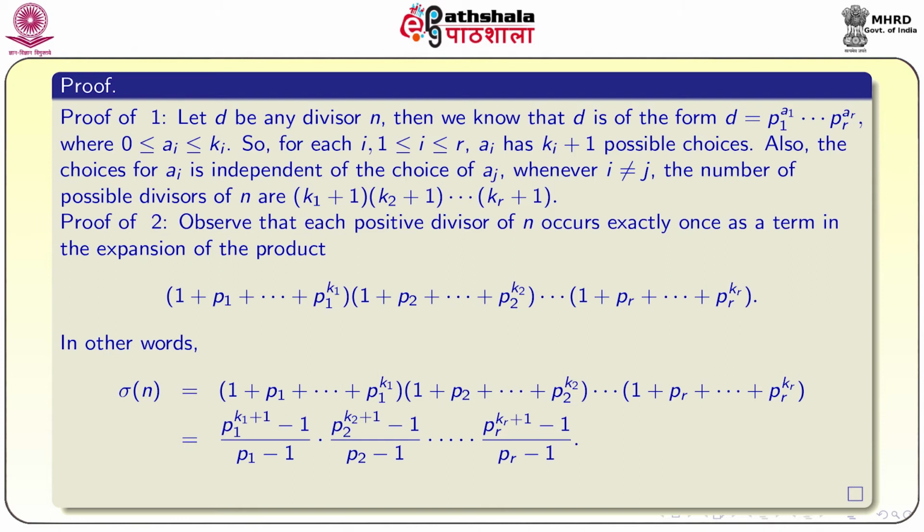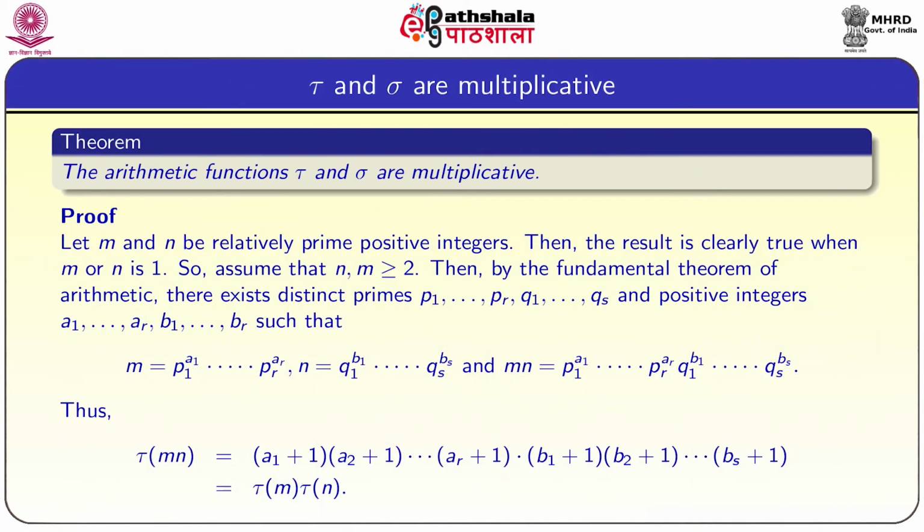But we know that by geometric progression with the common ratio p1, 1 plus p1 plus and so on plus p1 power k1 is nothing but (p1 power k1 plus 1 minus 1) by (p1 minus 1), and so on. So, 1 plus pr and so on plus pr power kr is equal to (pr power kr plus 1 minus 1) by (pr minus 1). Because of that, now we are going to show that tau and sigma are multiplicative by using the previous result.